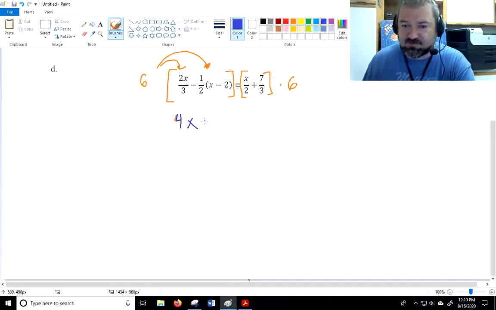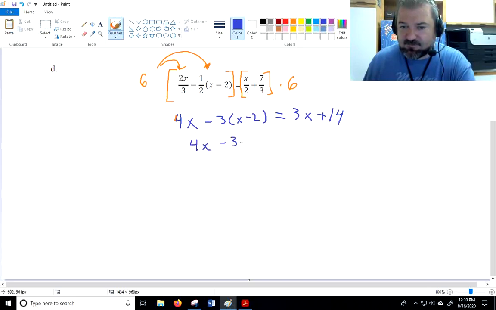6 divided by 2 is 3. 3 times 1 is 3. So I add the 3, and I still have the times x minus 2. And that's how that works. On the other side, 6 divided by 2 is 3, and 3 times x is 3x. 6 divided by 3 is 2, and 2 times 7 is 14. And there we have it.